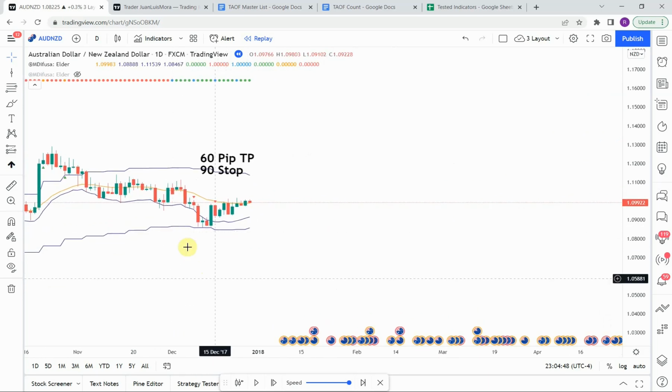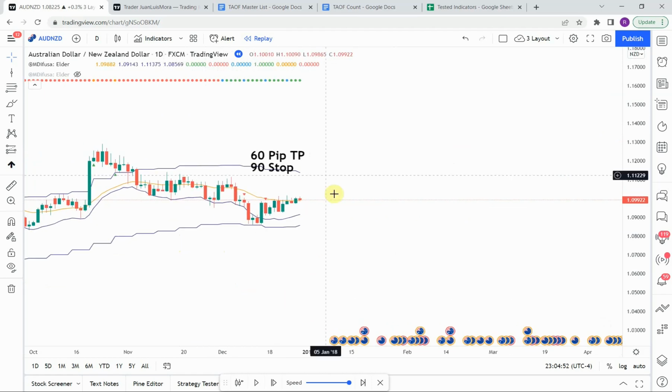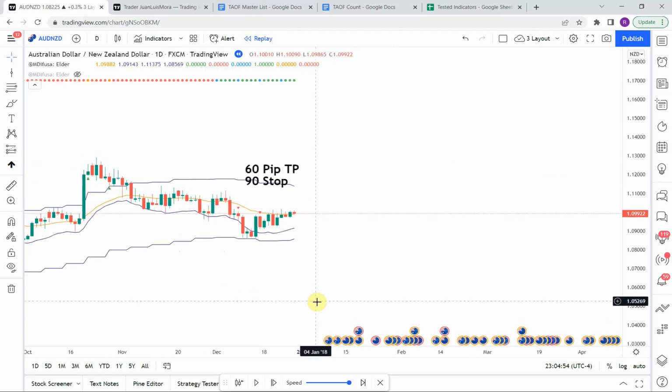So I hope all that makes sense. We'll probably test this indicator a few different ways, but this is just kind of one way, tinkering around with it to see what we can get out of it. So let's go ahead and try it and see what we can get.